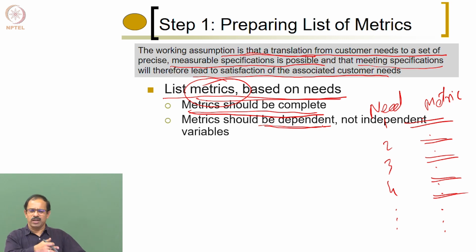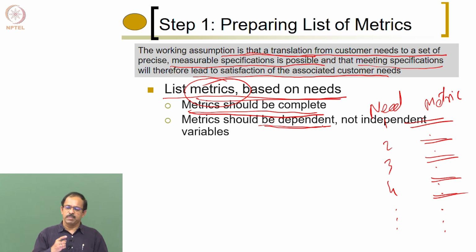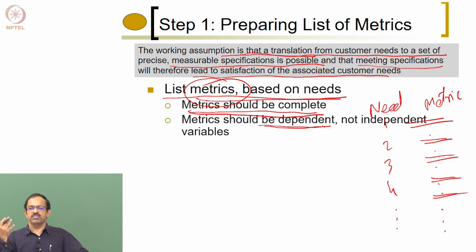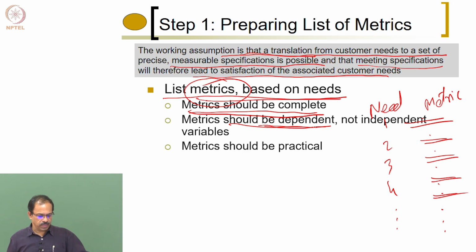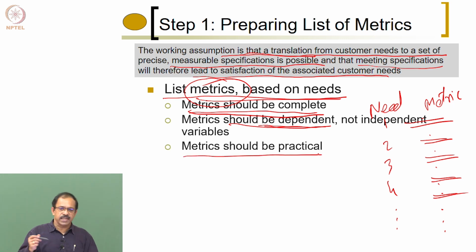So when you try to do this, it will be more clear to you. The best example is material. You cannot say material as a metric. Never use material as a metric for specification because it's an independent one. That is, metric should be dependent. It should be practical one.